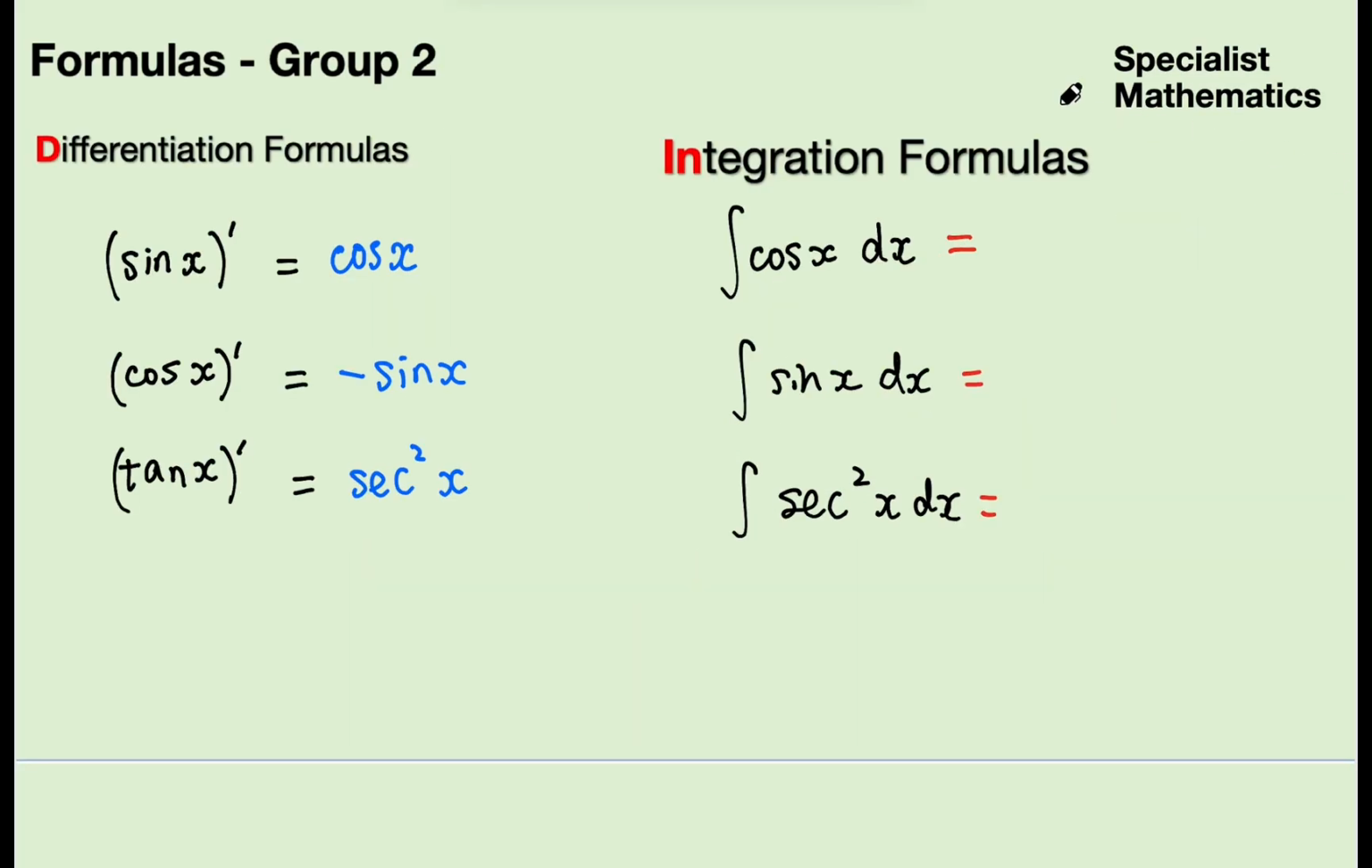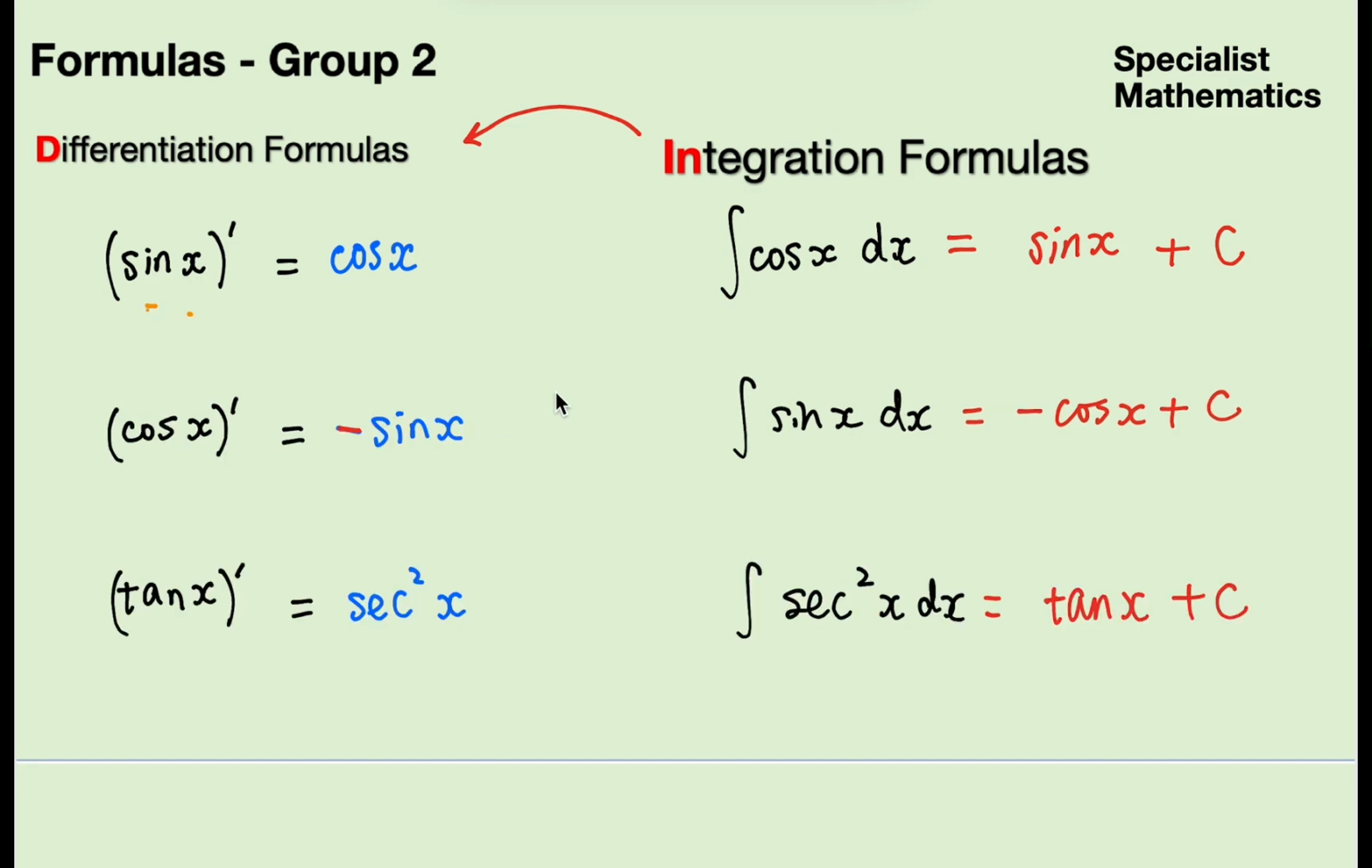Now let's move back to the second group of differentiation and integration formulas. Since integration is the inverse operation of differentiation, then we can use the differentiation formulas to get the integration result. When we integrate cosine x, it is sine x plus c for the indefinite integral. For sine x, it will have negative sign. Therefore, we will have negative cosine x plus c. For sec squared x, when we integrate this function, we will have tangent x plus c.